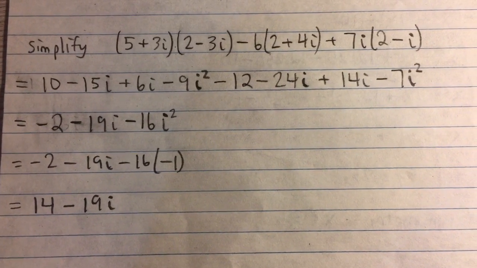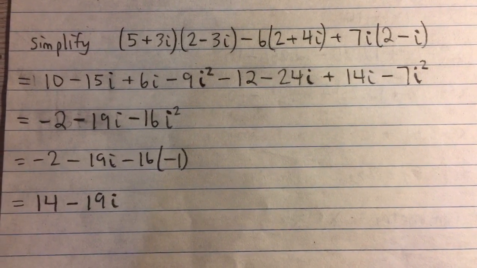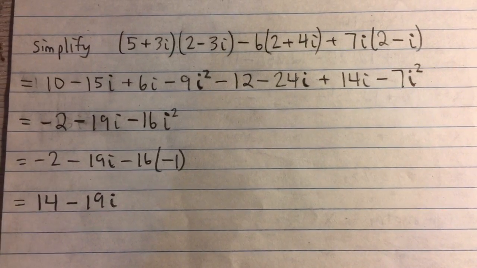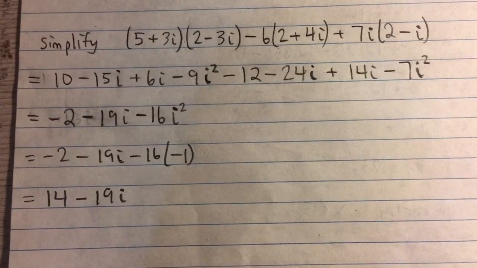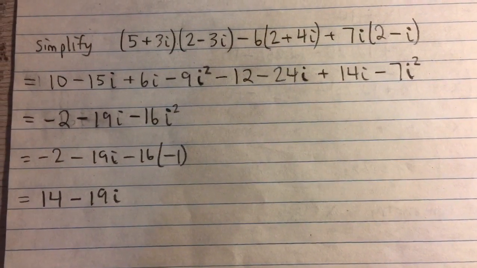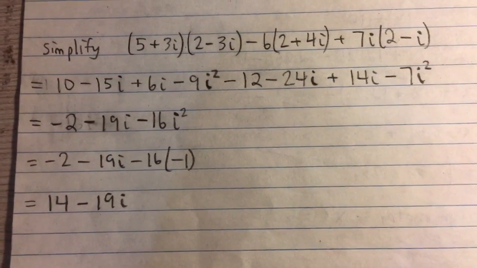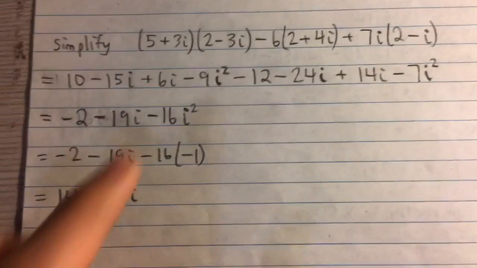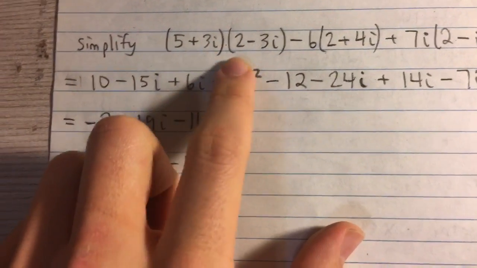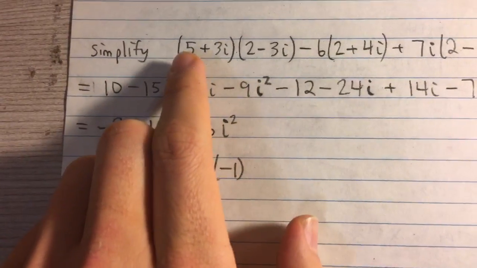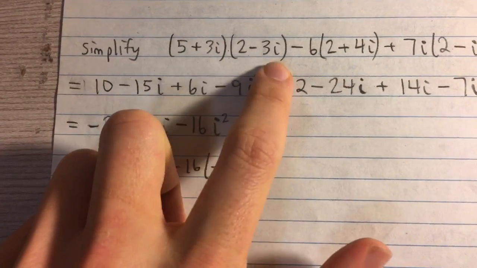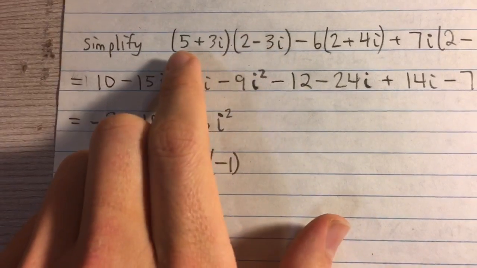Simplify (5 + 3i)(2 - 3i) - 6(2 + 4i) + 7i(2 - i). Now that's a lot of i's, that's a lot of terms, that's a lot of numbers. But what we're going to do, first off, take the first two terms. We see we have two binomials, which we can use what's often called the foiling technique. Basically multiply the first term by both terms, then the second term by both terms.